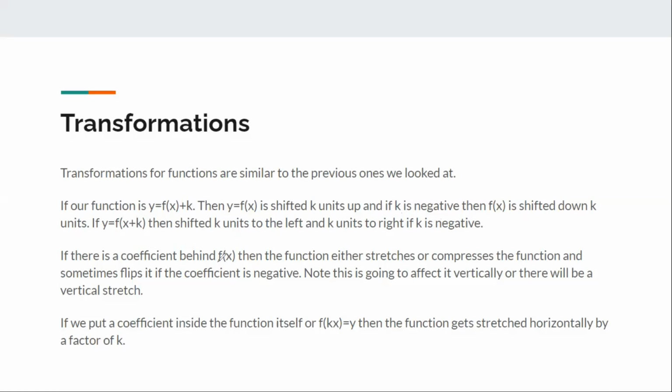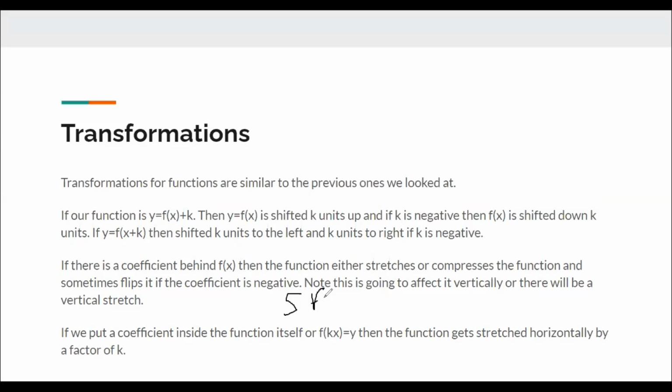If there's a coefficient in front of the f of x, like 5 f of x, that's what I meant by that, then the function either stretches or compresses. Or if the coefficient is negative, then you're basically going to flip the function. So if it's like this, you might just flip it like that. And if your coefficient is less than 1, like if you're dividing by a number, then it becomes more compressed. And if it's greater than 1, then it becomes more stretched out.